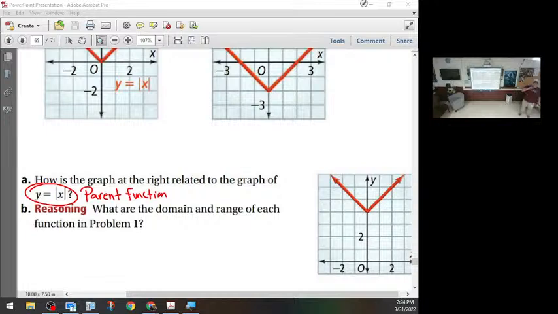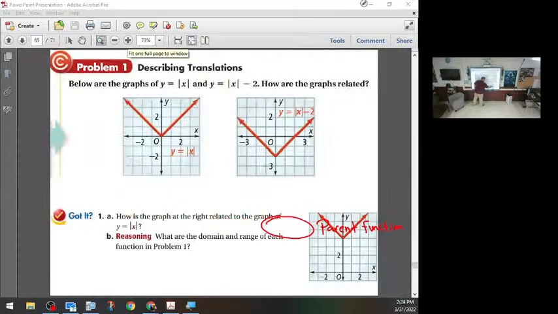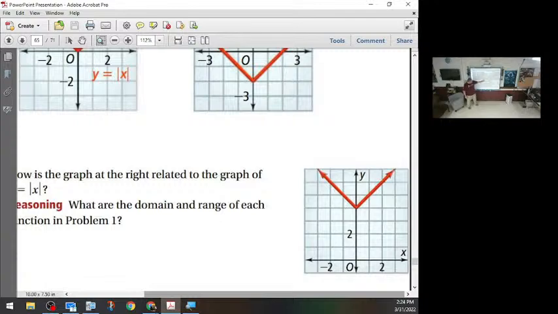So it's not showing us two lines to compare. It's showing us the line and the. Okay, because you now know that this y equals absolute value of x looks like that. That's the parent function. Okay. How did I get from here to here?